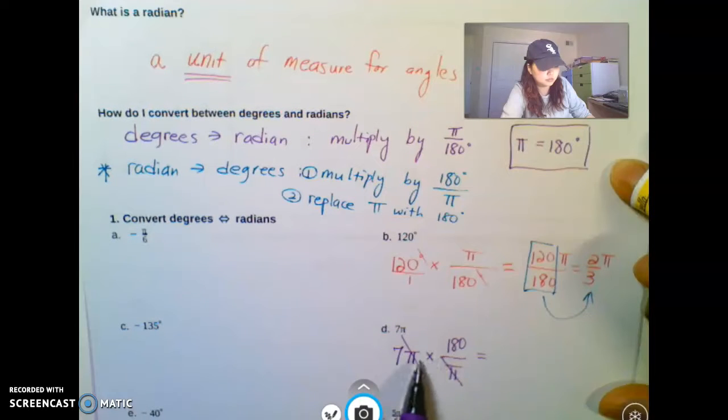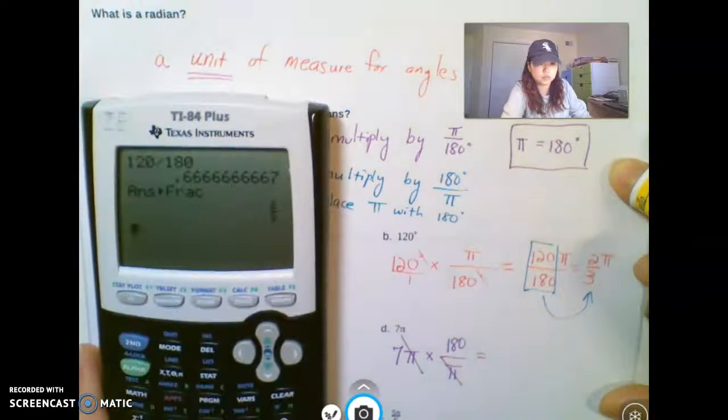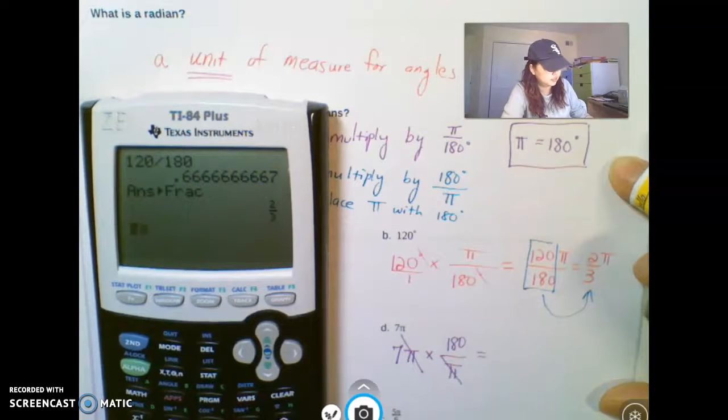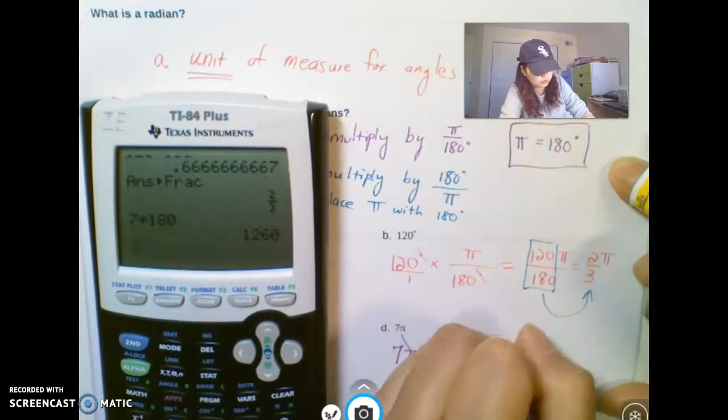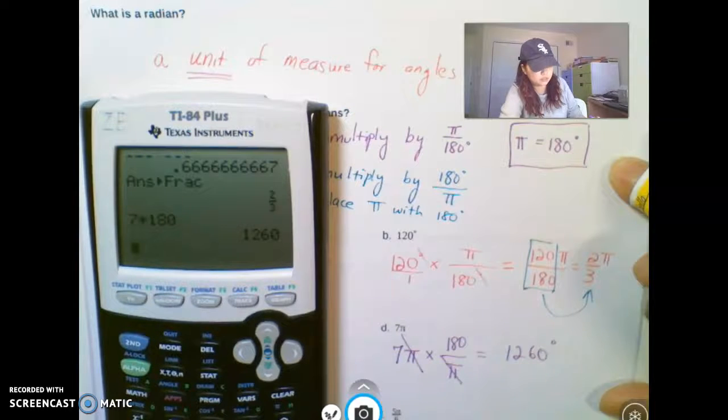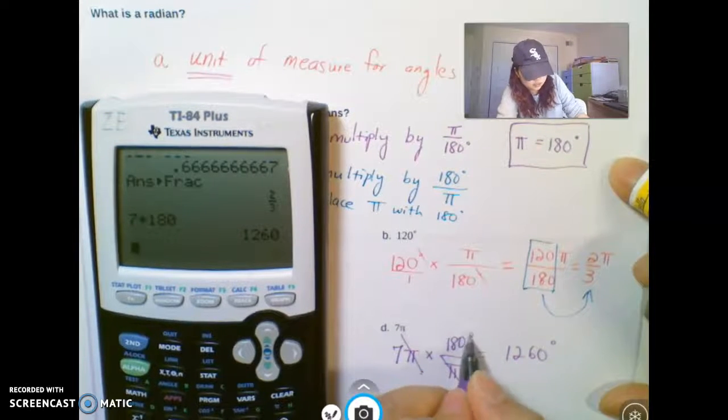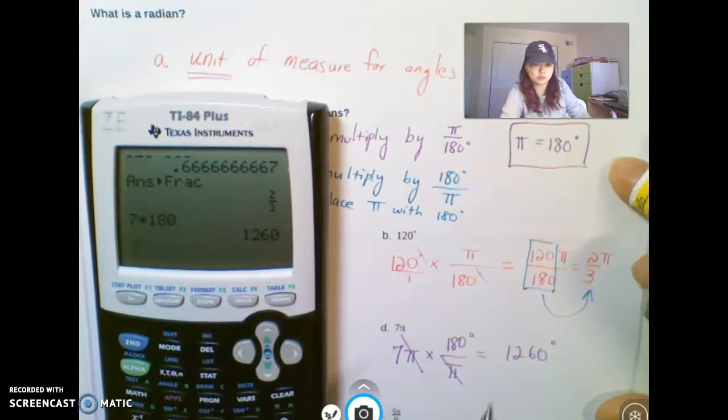So 7 times 180 is, can't believe I'm using a calculator for this. 7 times 180 is 1,260 degrees. So when you convert this, this is 180 degrees, so you actually ended up with the degrees. Good.